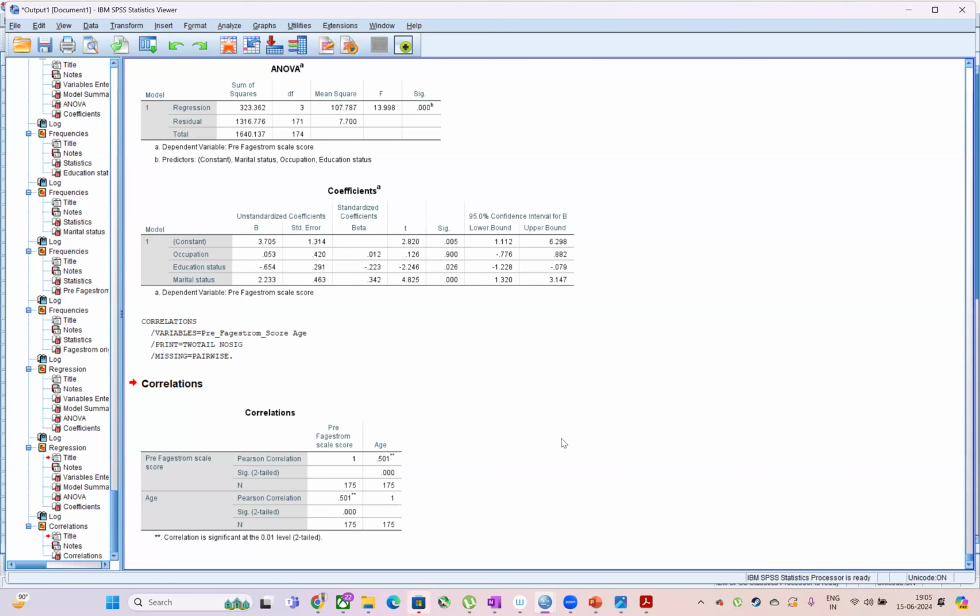So as per my hypothesis, it is showing us positive correlation, and the correlation coefficient is 0.501. As Kevin sir was teaching you, 0.3 to 0.5 is low correlation, 0.5 to 0.7 moderate, and above 0.7 is high correlation. So here we have a moderate correlation based on the correlation coefficient.